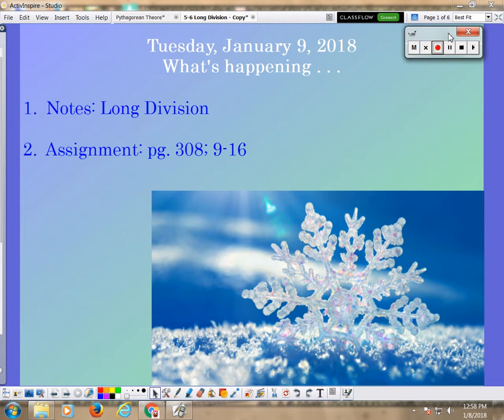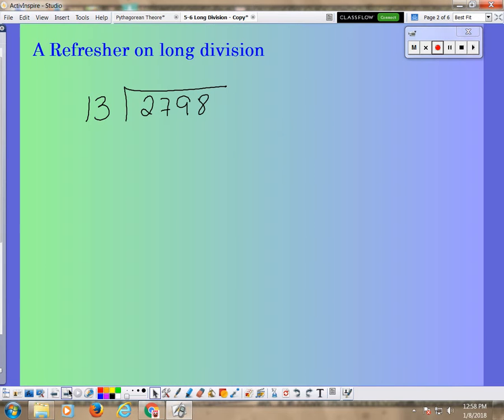All right, today we're going to talk about long division. Before we even begin dealing with long division with letters or variables in it, let's go back and refresh our memory on how to just do long division. In the case of this problem, I have 13. We're going to try to divide 13 into 2,798.